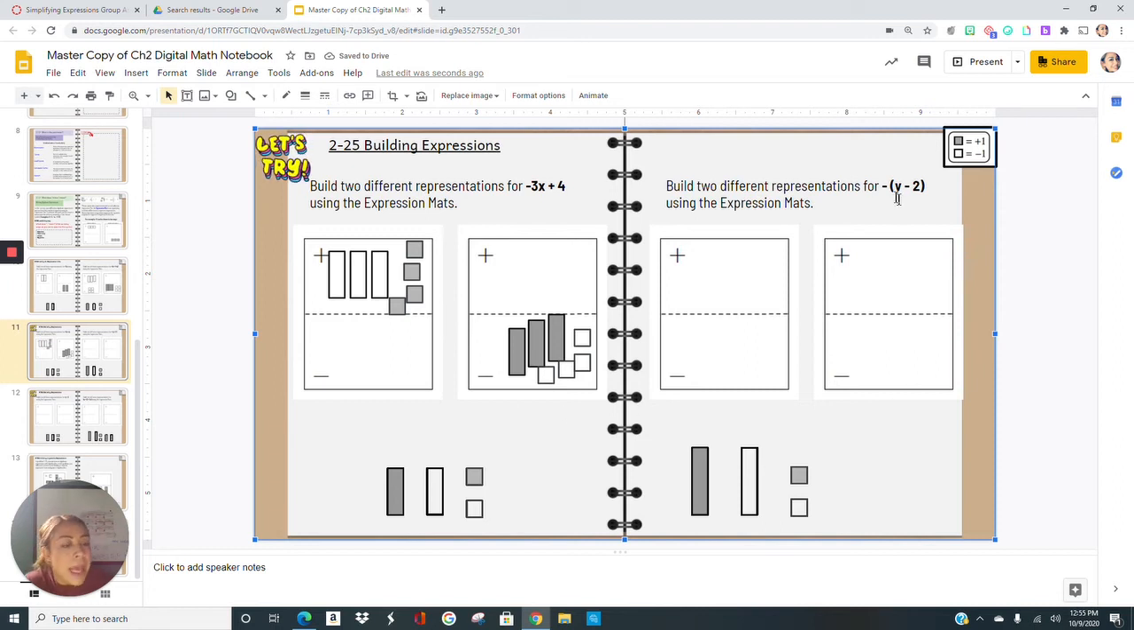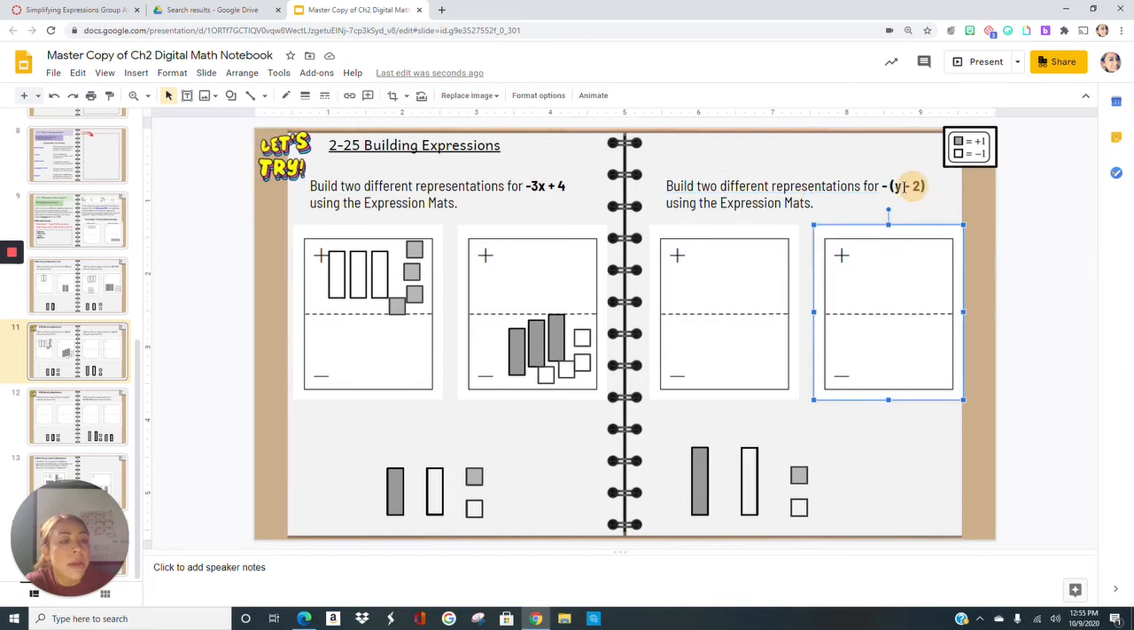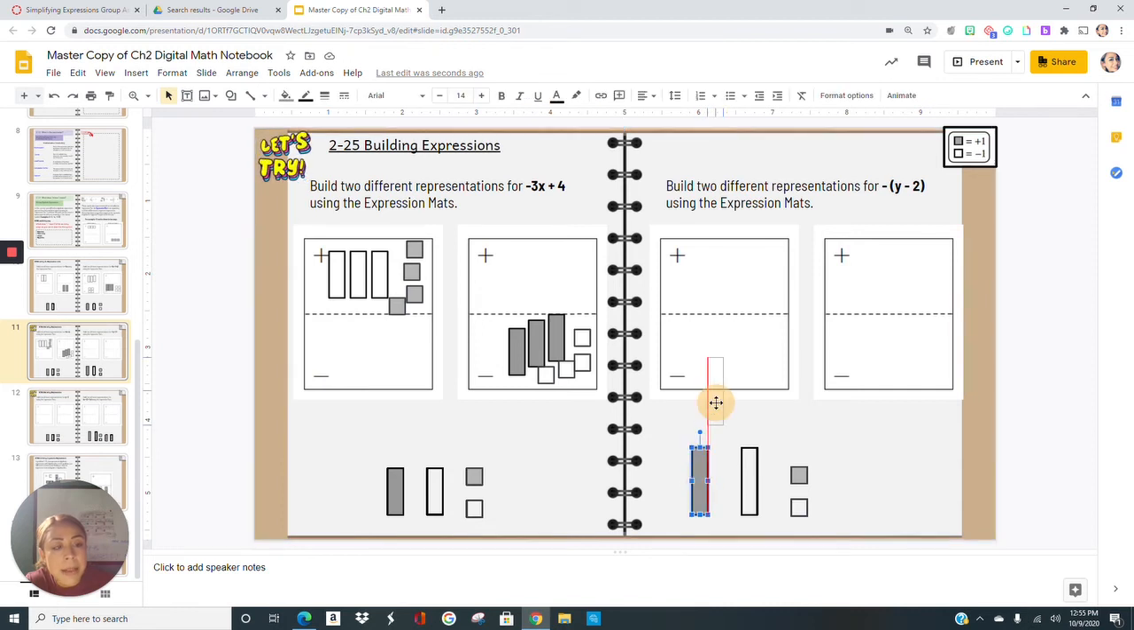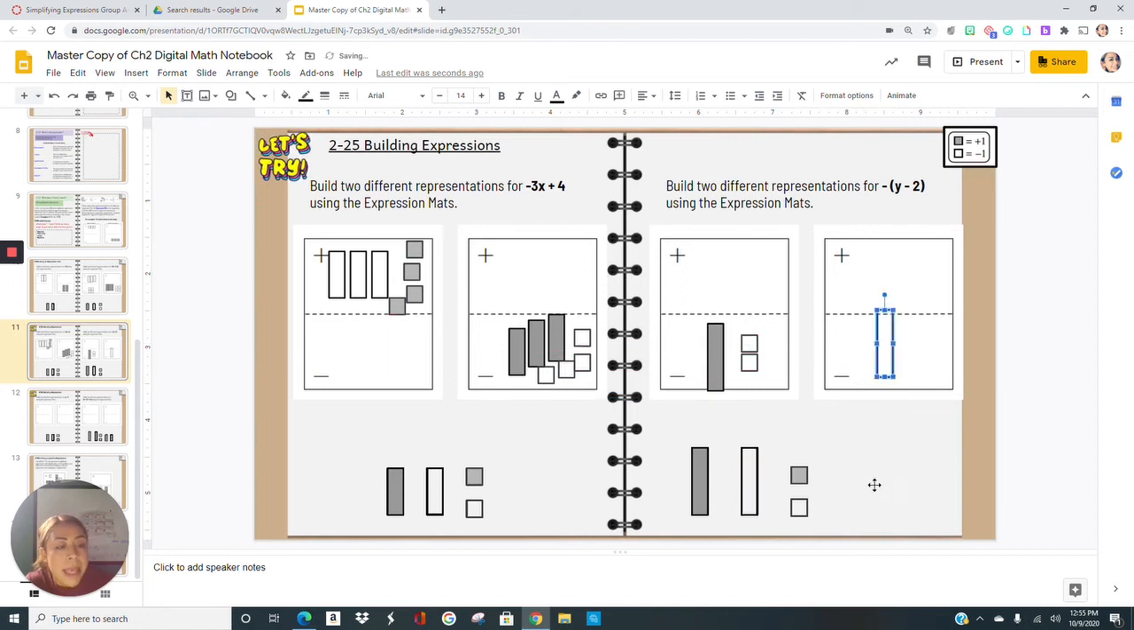Moving on. I have minus the quantity of y minus 2, also known as the opposite of y minus 2. So I'm going to go into my negative or opposite region and say I'm talking about the opposite of y minus 2. That is one way to represent it. Or I can say the opposite of negative y is y, and the opposite of positive 2 is negative 2. So that's another way to represent this expression.